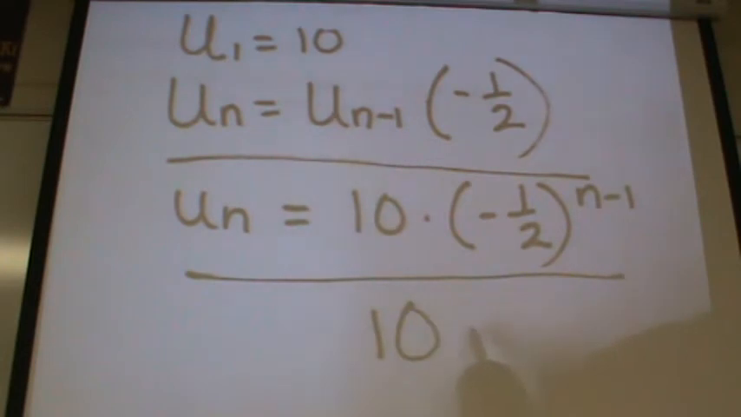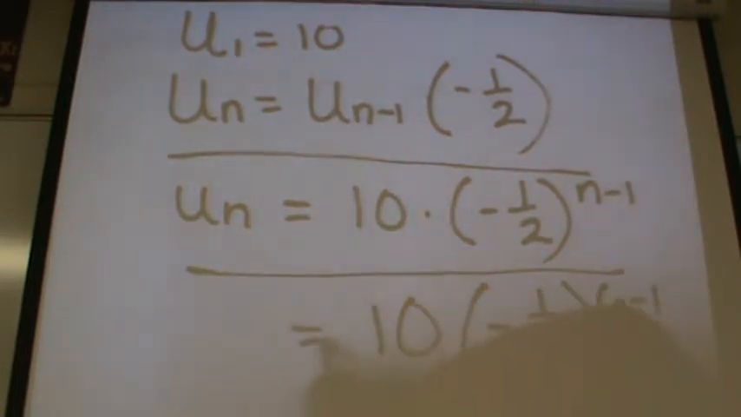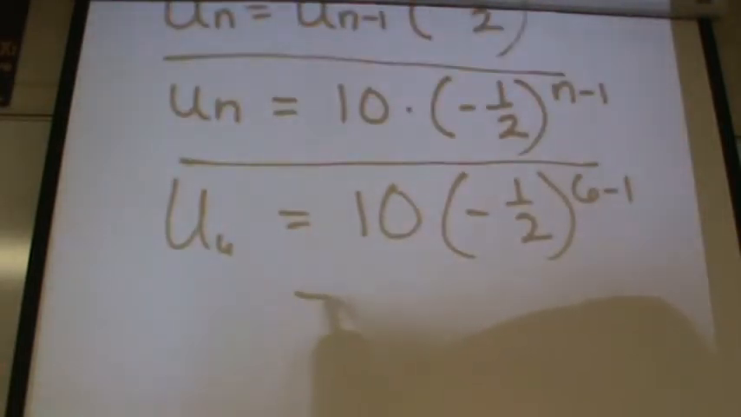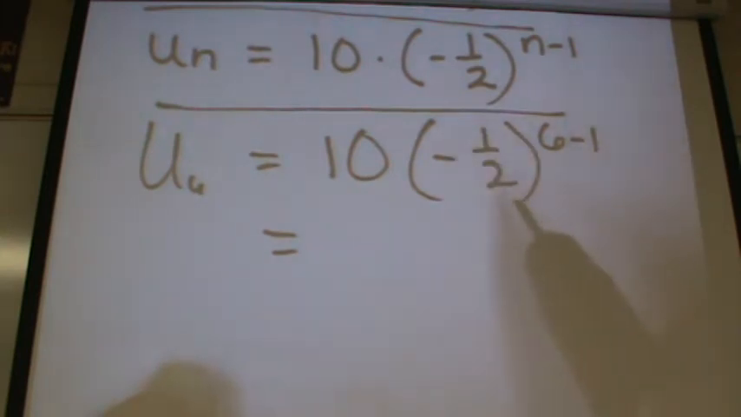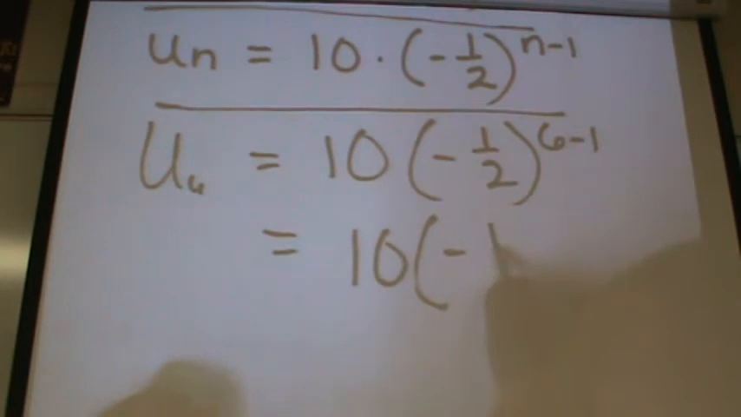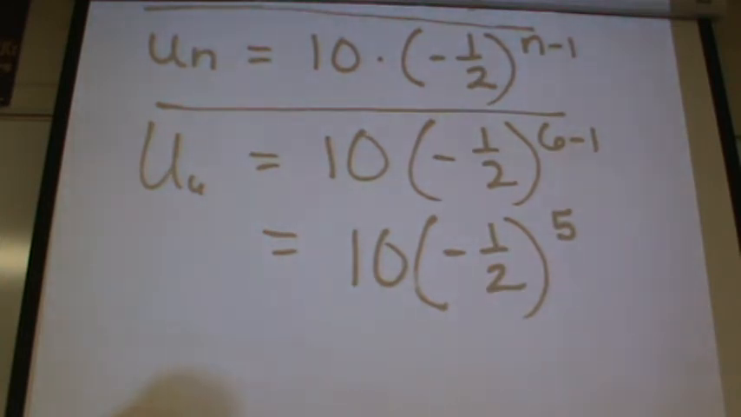So that's the explicit formula. Now if you want to find any term, simply plug that n value in here, so 6 minus 1, which is 5, so the 6th term is found. This is a 5, so it's 10 times -1/2 to the 5th power. Be careful when you're multiplying and there's a negative. If this happens to be an even power, that's going to turn positive. So when you do this one, you should get, let's do this one on our calculator.